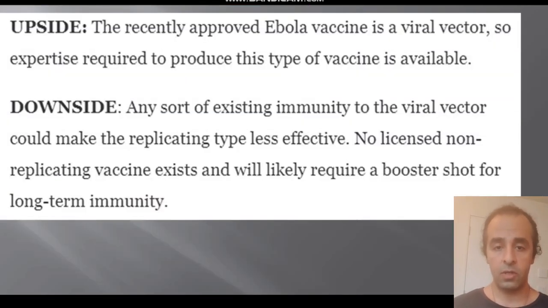The upside is that there was a successful trial on the Ebola virus vaccine, which came out successfully. But the downside is that any sort of pre-immunity that people have can destroy the effectiveness of this vaccine. Therefore, it can be less effective for some people, and some others need to get a booster shot in the year. So it's not one shot and you will be immune for the rest of your life.